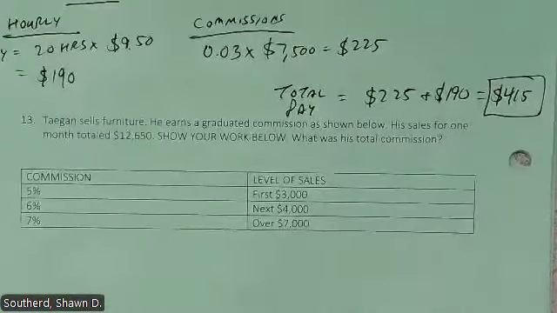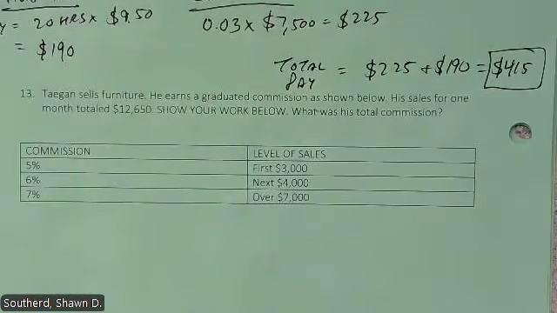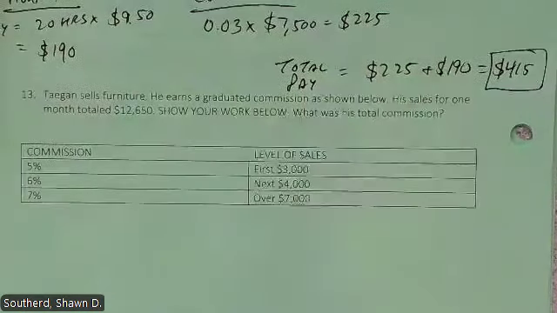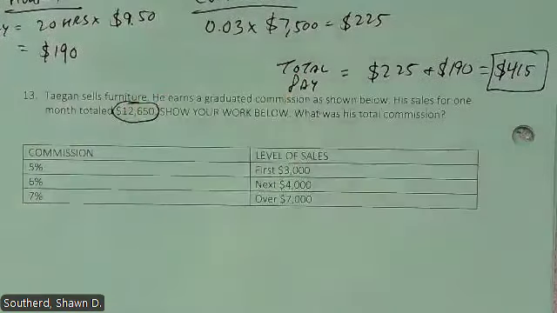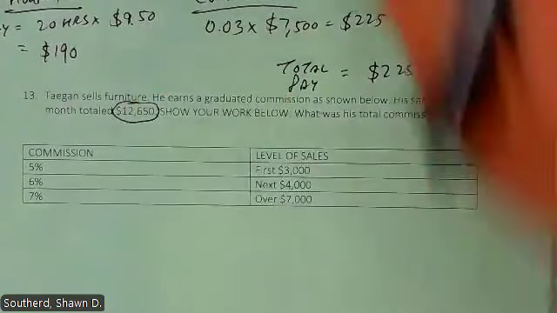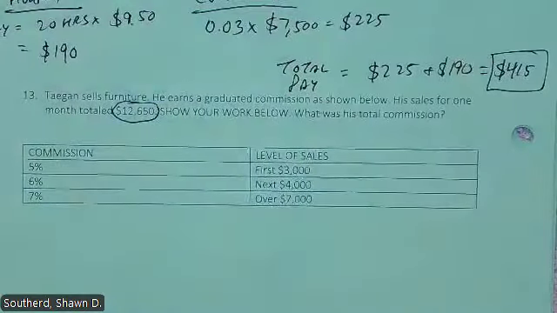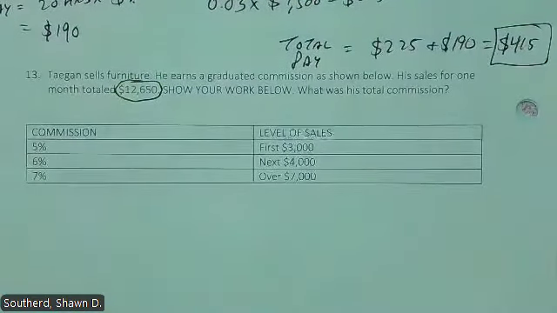All right, now comes the hard part. We got Tegan. Tegan's going to sell furniture. We have a graduated commission below us. This is normally the one people have a hard time with. His sales for 1 month totaled 12,650. Okay, I see that there. Show your work below, obviously, and then we want to know what the total commission was.